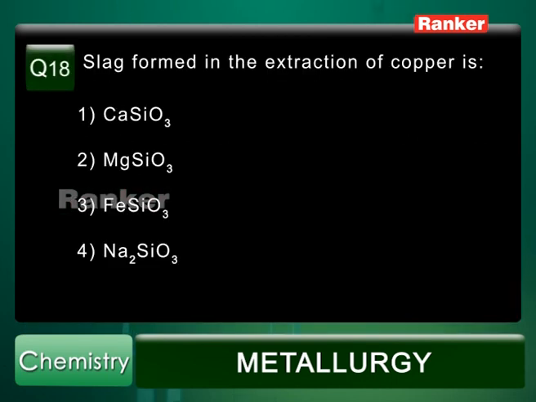Question number 18. Slag formed in the extraction of copper is first option, CaSiO3; second option, MgSiO3; third option, FeSiO3; and fourth option, Na2SiO3. The correct answer is FeSiO3, third option. Let's see how it happens.